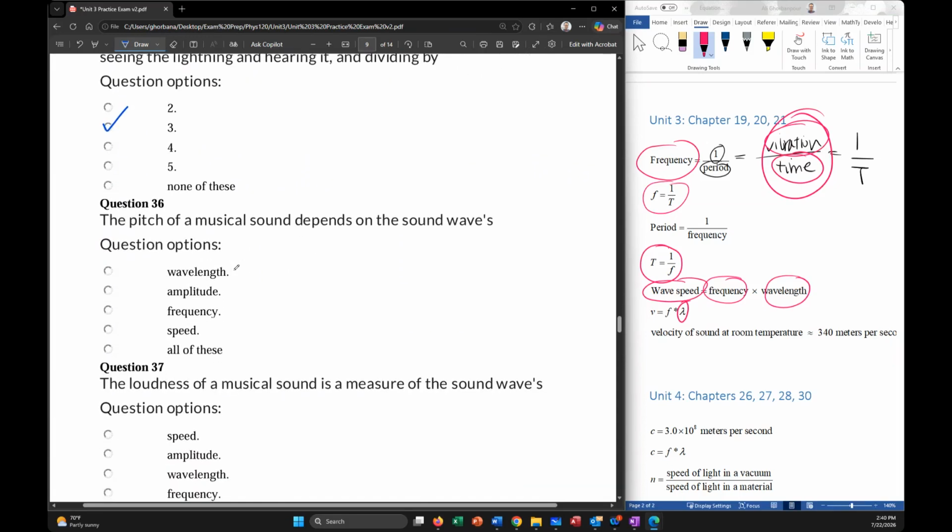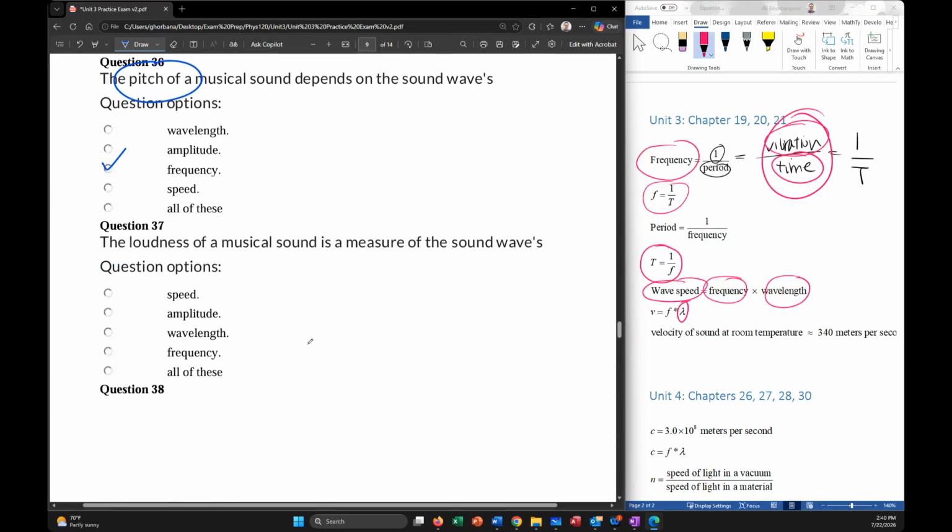The pitch of a musical sound depends on the sound wave's wavelength, amplitude, or frequency. As we said, another term for pitch is the frequency.